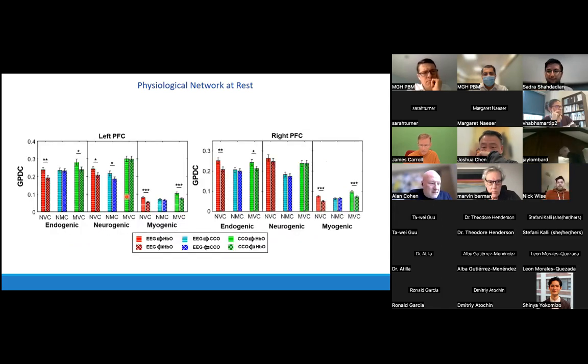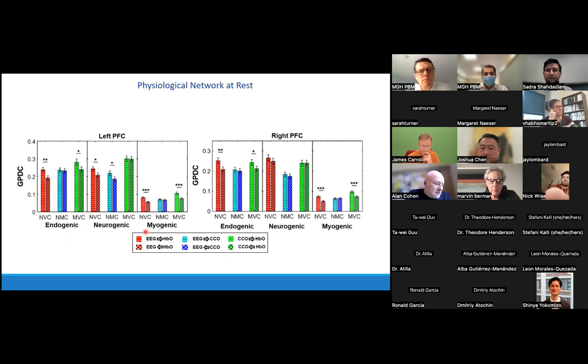The other way to show these values is just the bar plots. This is exactly the same values. I just wanted to show them separately. So in the neurovascular coupling, we showed that the EEG to HBO is more than HBO to EEG, which is showing that we have the leading effect of the EEG to HBO, or the demand to supply.